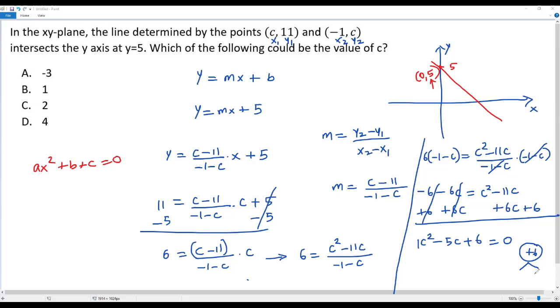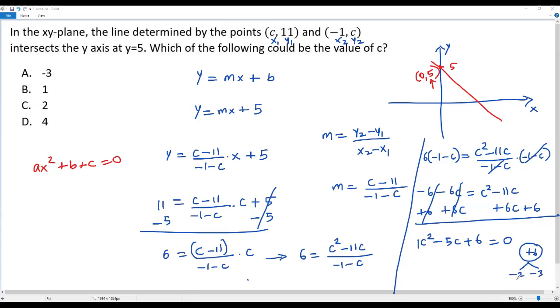Now I have to get two factors for this positive 6, so that the product of the two factors equals positive 6, and when I add the two factors, it must be equal to the coefficient of c. I think negative 2 and negative 3 will work. Okay, so I got the two factors of positive 6.